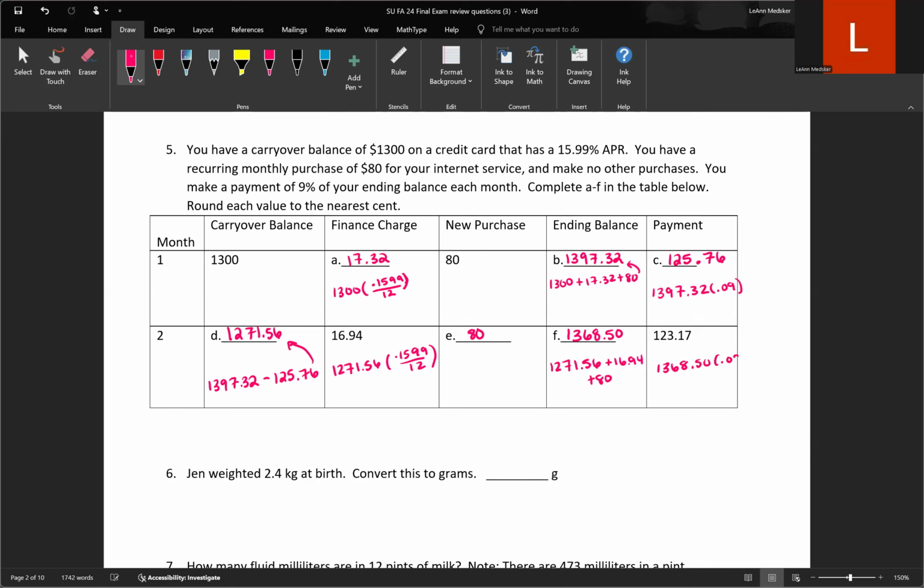And then again, we can check to see if we're right by doing this. What is 9% of that to see if we actually have the right answer from the previous line. And I do get the 123.17 when rounded. So that's it. That's how you do a credit card table.